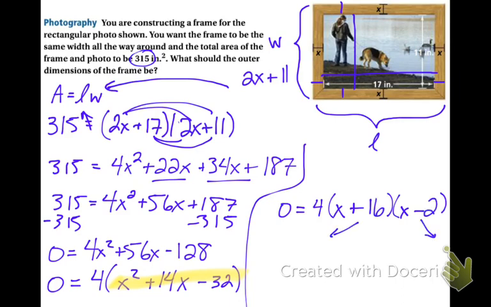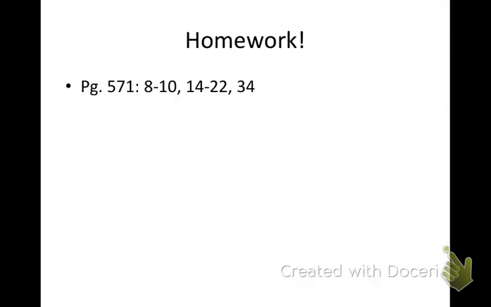Then again, I can go ahead and separate this into 2 different equations, making them both equal to 0. So I've got x is equal to negative 16 and x is equal to 2. Thinking about it, x is going to be the width of my frame. A frame that has negative length doesn't make sense, and so x equals 2 will be my final answer. So my width of my frame will be 2 inches wide. There's my homework.